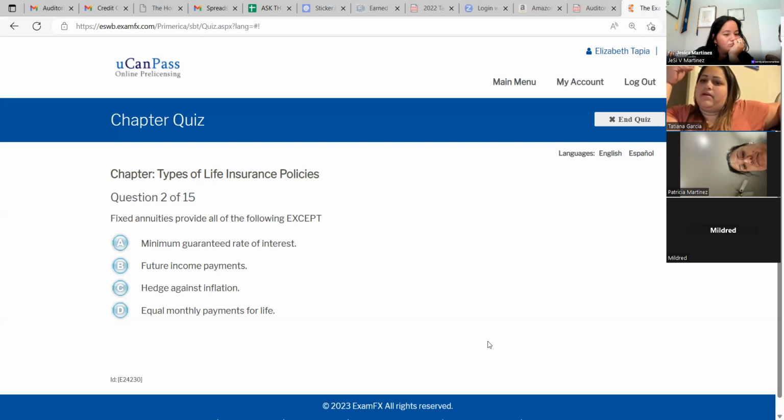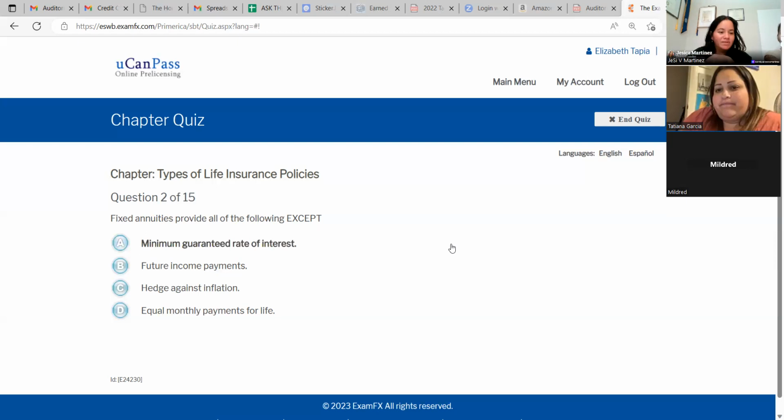Well, we can take out the minimum guarantee rate of interest because it's a fixed one. Yeah, so with a fixed one, you have a guaranteed rate of interest. So the variable, we can take that one out. That one is right. And we're taking the monthly payments out. That one is right.